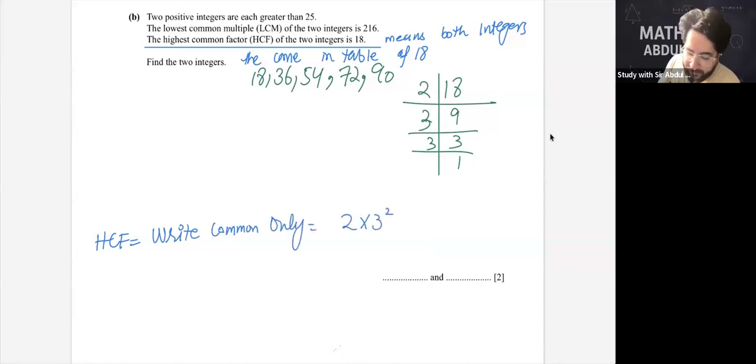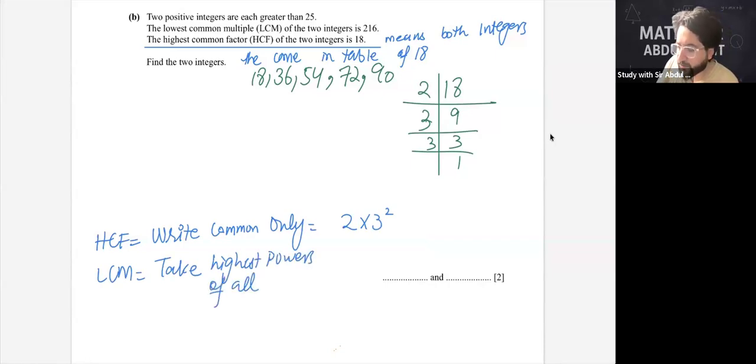LCM is: take the highest powers of all. That's what I write. So this is 2 cube into 3 cube.